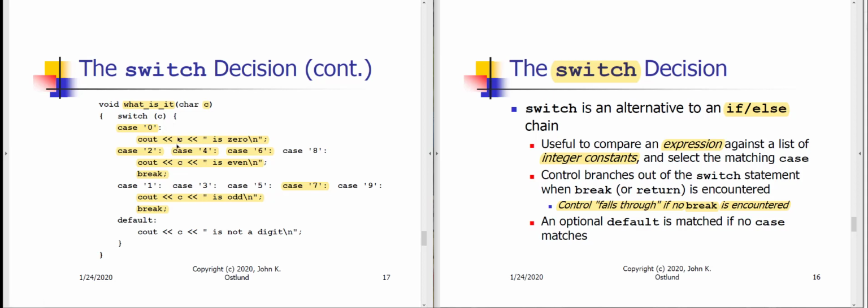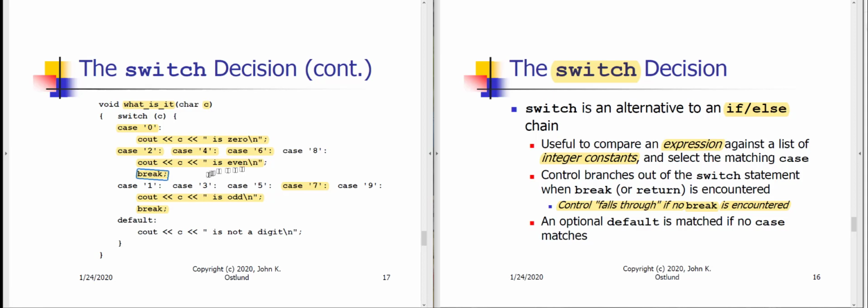So this so-called fall-through behavior is sometimes used intentionally. And in this case, if we're asked, what is it, and the parameter is the character 0, the behavior is what we want. We match case 0, we execute that 0 is 0, we fall through and execute that 0 is even, we then continue and find this break, and the break drops us out of the switch.